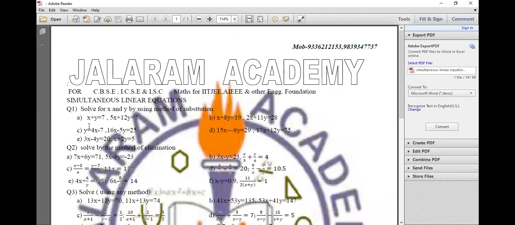It is 1A. What is the question? x plus y equals 7 and 5x plus 12y equals 7. Okay. So how to solve it?